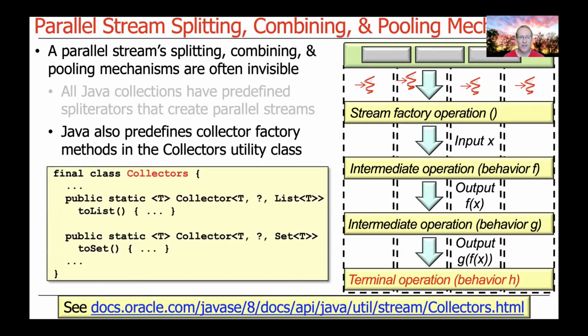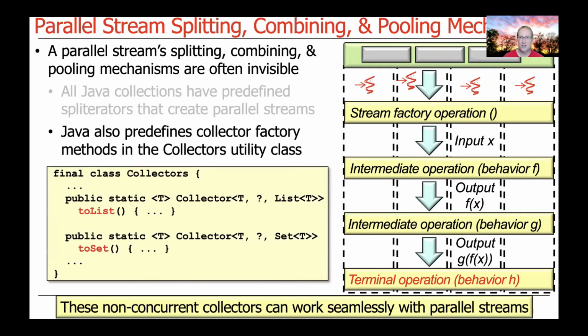Java also comes with a bunch of predefined, non-concurrent collectors in the Collectors utility class. So here we have things like toList, toSet, toMap, groupingBy, partitioningBy, and so on. And all these non-concurrent collectors work for sequential streams, of course, but they also work for parallel streams. We're not going to talk right away about how non-concurrent collectors work with parallel streams, but we'll come back to that a little later, probably next class, perhaps, if we get that far. And that'll give us a chance to really look into how parallel streams do their processing, and how parallel collectors, concurrent collectors, and non-concurrent collectors work in that context.